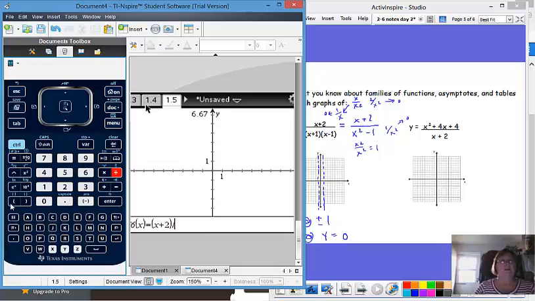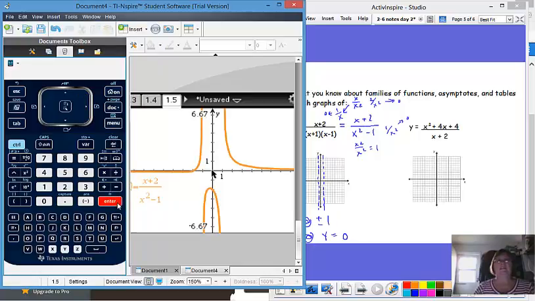We're going to divide by, and then you have to open up a set of parentheses, and I'm going to type in x squared minus 1, because that's the easier typing. And I'm going to go ahead and hit enter. And oh yeah, here's our graph.